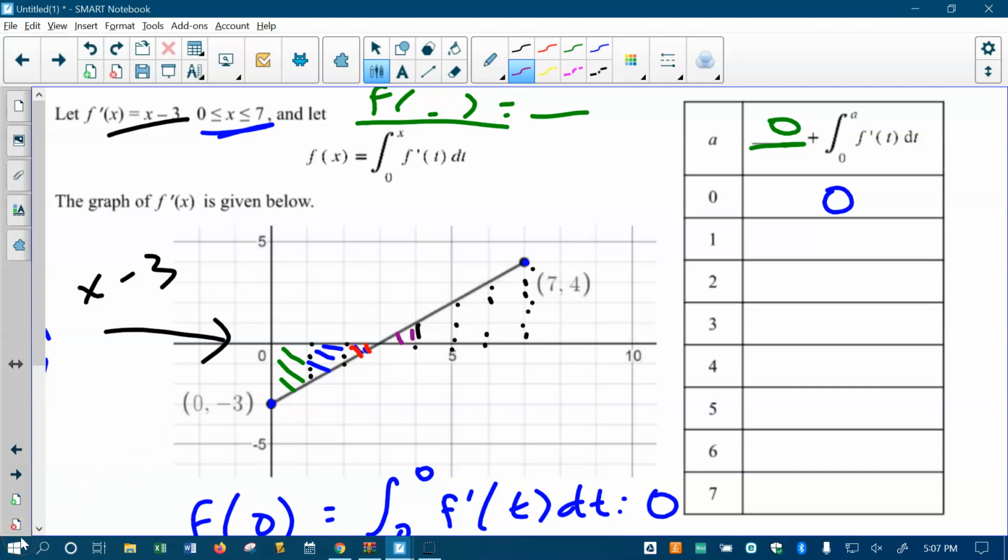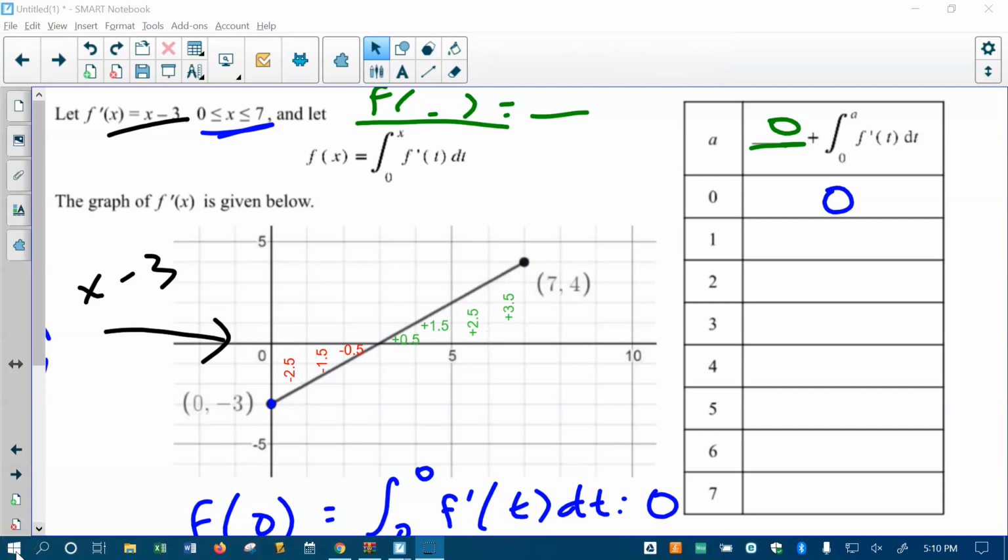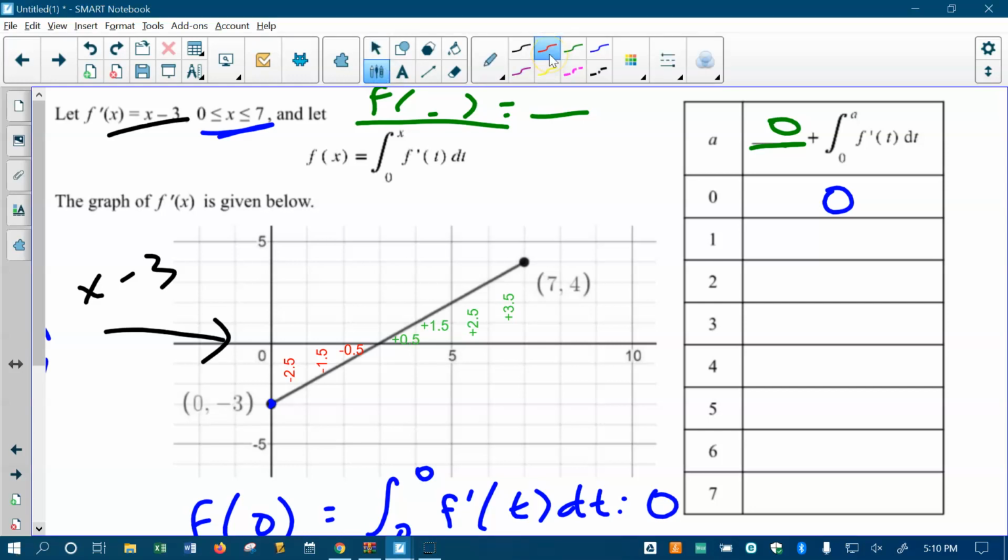So hopefully you found these areas. And again, these areas are for each one unit that you go over on the x-axis. If you weren't sure of how I got those numbers, you could count the boxes. So for instance, this red one, and I'll erase this in just a minute, there's 1 box, 2 box, and then a half box. So that's 2.5. It's negative because this area is underneath the x-axis, between the curve, between the function and the x-axis.